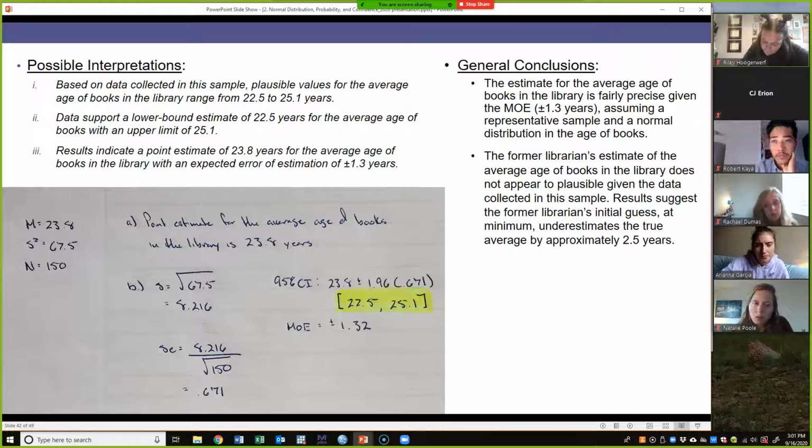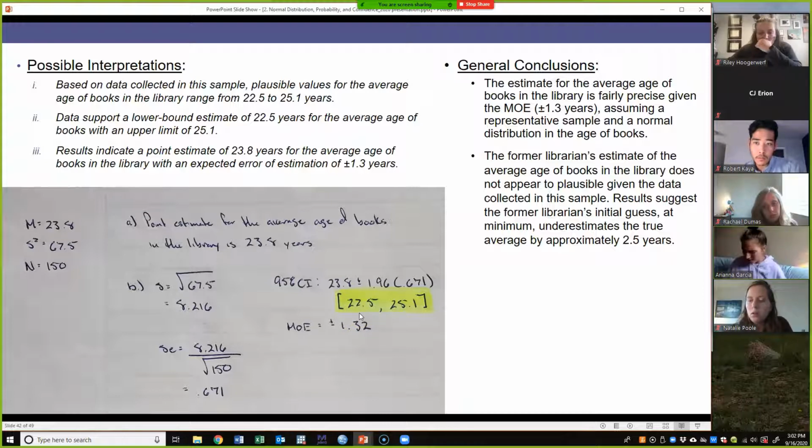Is a value of 22 years, based on my confidence interval, an impossible value for the average age of books? Nope, it's not impossible. Is it likely? If you're taking a look at what's the lower limit of the confidence interval here? Okay, what's the lower limit of your confidence interval? If looking at your confidence interval right here, what's your lower bound limit here?